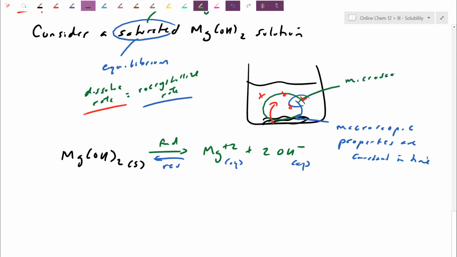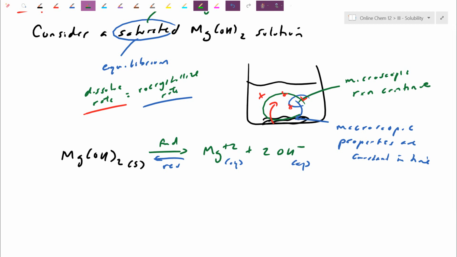So microscopic reactions continue. RxN is just reactions. Okay. How can these both be true? How can it look like nothing is changing, and yet the reactants are constantly becoming products, and products are constantly becoming reactants? Well, it can happen if the rates themselves are equal.